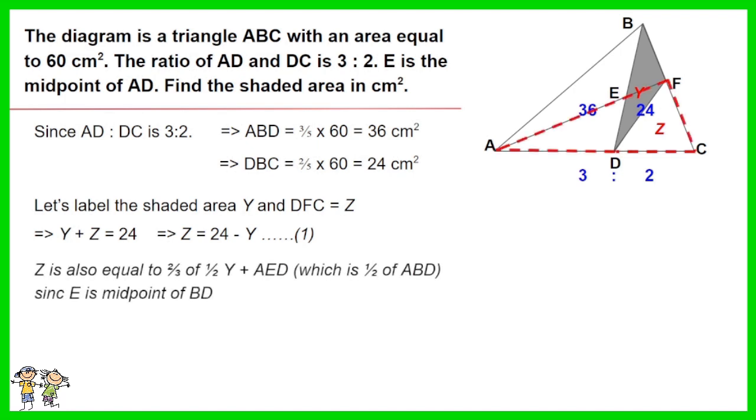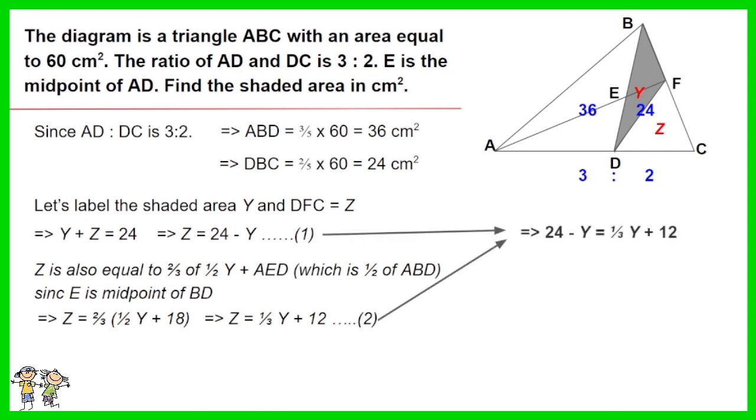Z is also equal to 2/3 of Y plus area of AED. We also know area of AED is equal to half of ABD, since E is the midpoint of AD. As such, we have Z equal to 2/3, open bracket, half Y plus 18, close bracket. Simplify the equation, you will get Z equal to 1/3 of Y plus 12. This is your second equation. Combine equation 1 and 2, you have 24 minus Y equal to 1/3 of Y plus 12. Work out the equation, you will get Y equal to 9 centimeters squared.